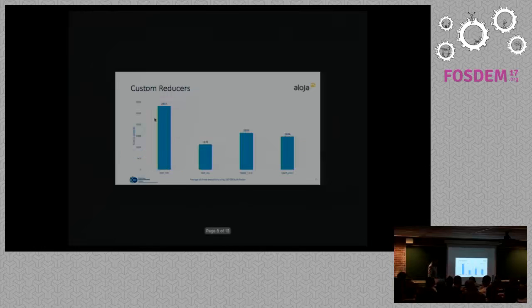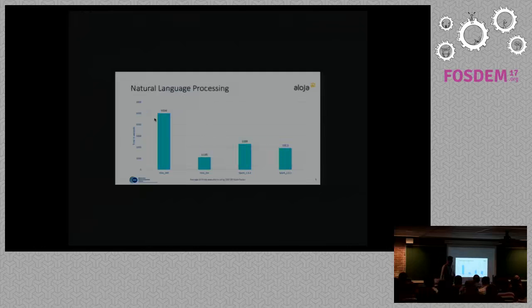For the second use case, custom reducers to pre-process the data before selecting it, we see that Hive Tez is the fastest one here, followed by Spark 2, and very close to Spark 1. MapReduce again is the slowest one. Moving on, natural language processing here. Tez, once again, is the winner by a long shot in this case, followed by Spark 2. Spark 1 is really close to Spark 2, and MapReduce is really, really slow.